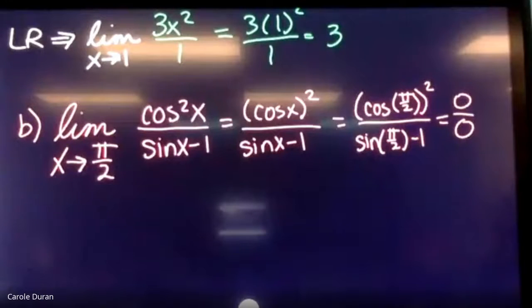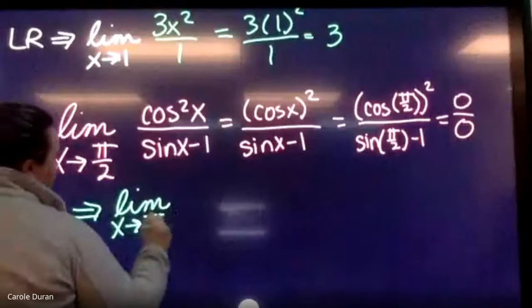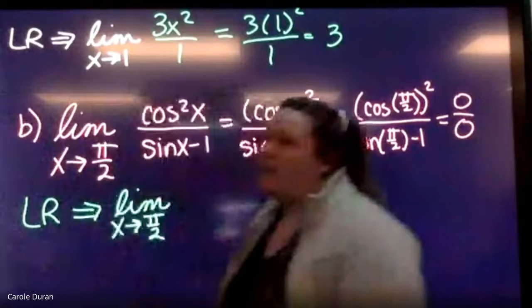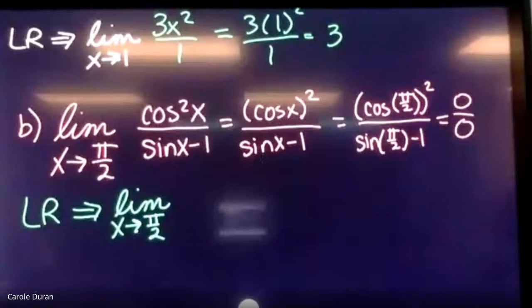Since it came out to an indeterminate form 0 over 0, what can I use? L'Hopital's rule, which says I'm still taking the limit as x goes to pi over 2, but this time I'm taking the limit of the derivative of the numerator over the derivative of the denominator. It might not be a bad idea to do your derivative work off to the side. So that's what I'm going to do over here.